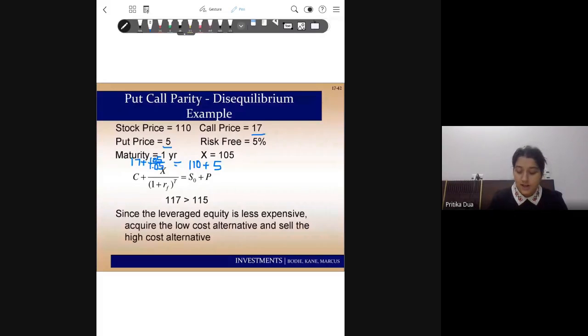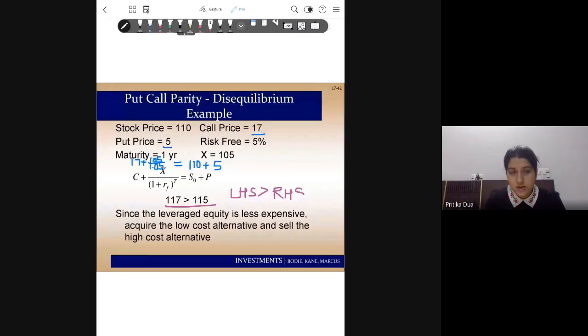What you find is that the left hand side of the equation is greater than the right hand side. So there is an arbitrage opportunity. The investor can buy the cheaper portfolio, and sell the costlier portfolio and make an arbitrage profit of rupees 2. That is the difference between both the sides. So what will the investor do? The investor will buy a share, buy a put option, and sell a call option and sell the riskless bond. So buy RHS, sell LHS, make a profit of rupees 2.